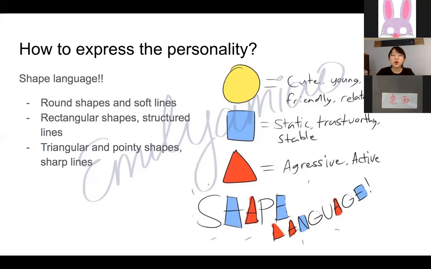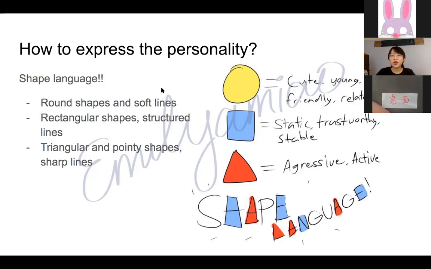And then rectangular shapes and more structured shapes, like the protagonist from Up, the grandpa we looked at before, express a sense of staticness, of being trustworthy, stable, more grounded or even old-fashioned. And then triangular shapes, really pointy shapes, pointed edges and sharp lines are more aggressive and more active. For example, in The Incredibles, we see a lot of that in Dash, like his pointy hair, things like that.